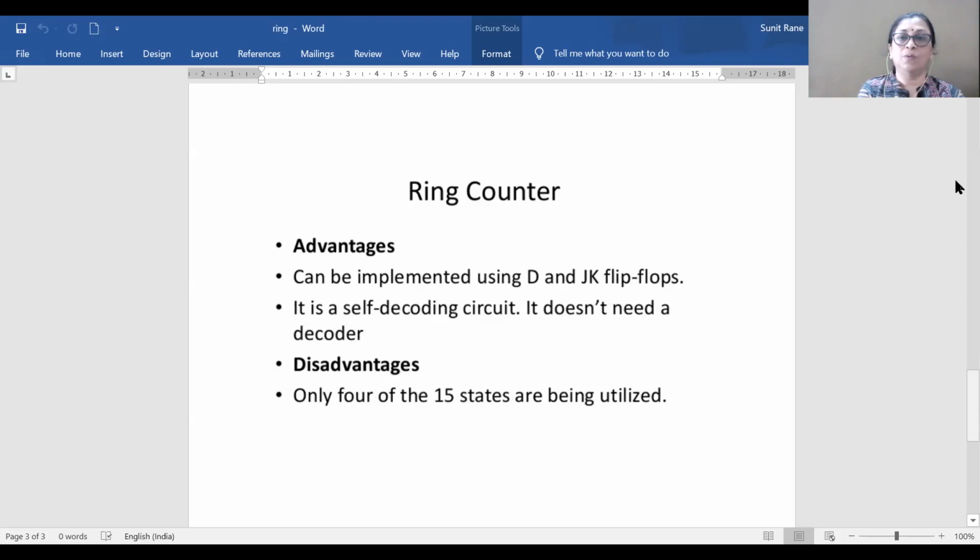Generally this type of ring counter is used in rolling displays. You might have seen rolling displays in your day-to-day life. To roll a particular thing continuously, this type of ring counter is used. So this is all about your ring counter.